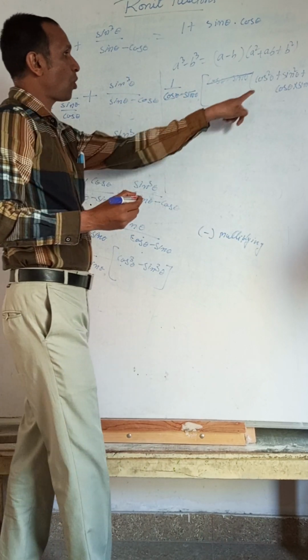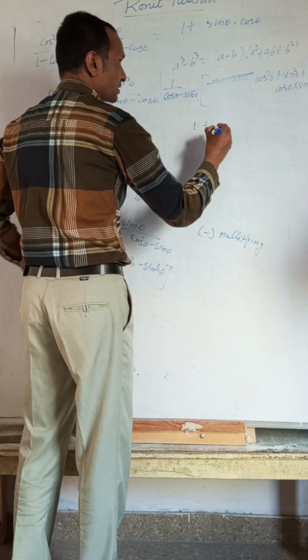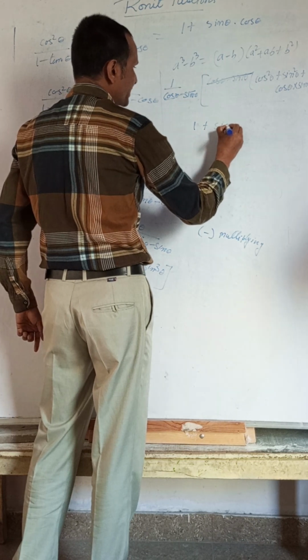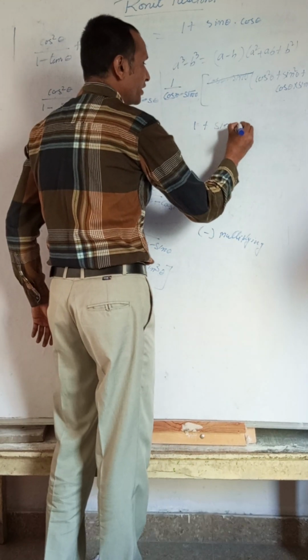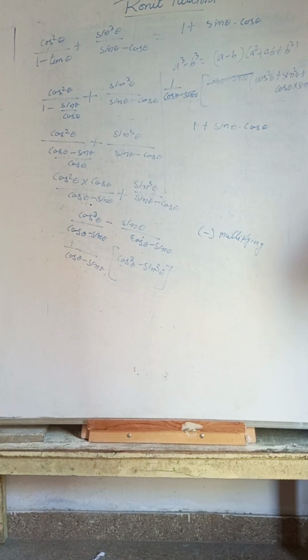What remains? Cos square theta plus sin square theta is equal to 1. So 1 plus what remains, cos theta into sin theta. We can write sin theta into cos theta, same thing, like 2 into 3 or 3 into 2. Sin theta into cos theta. Hence it is proved. Next we are going to the next question, that is given here.